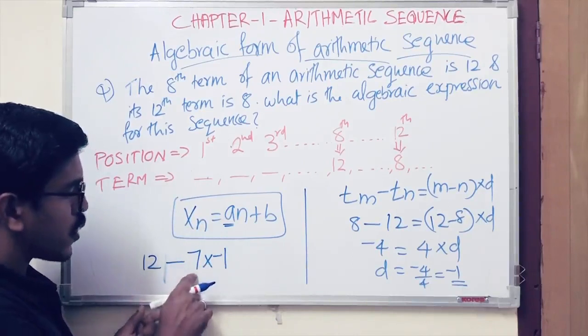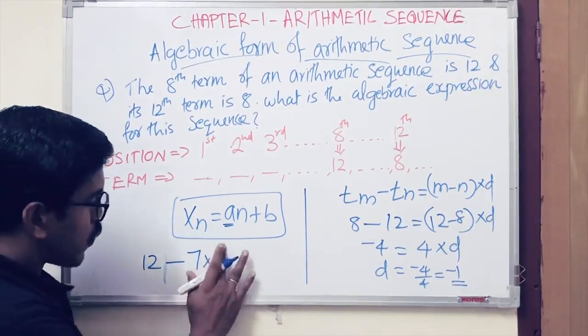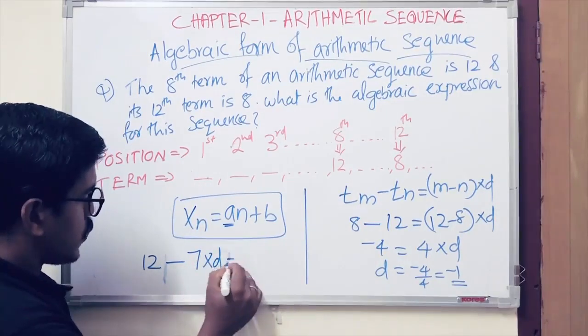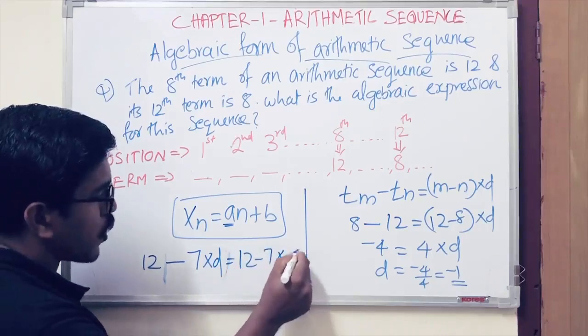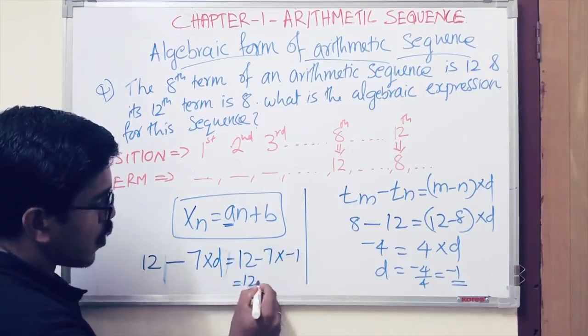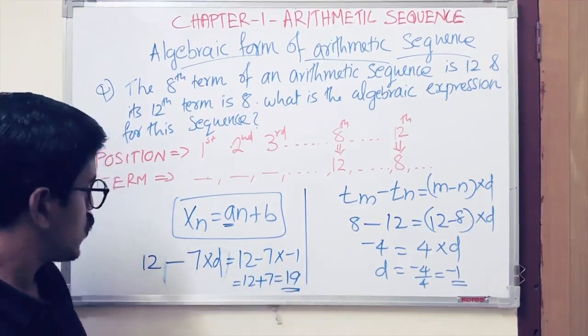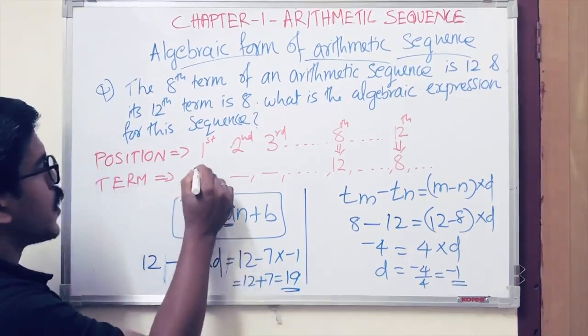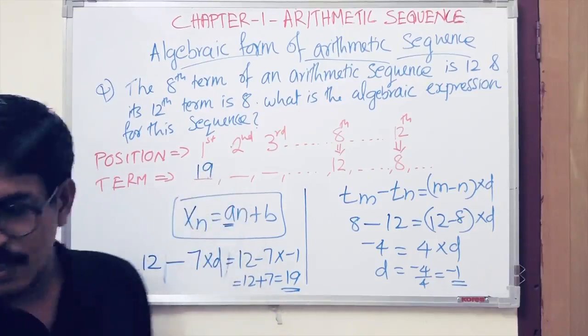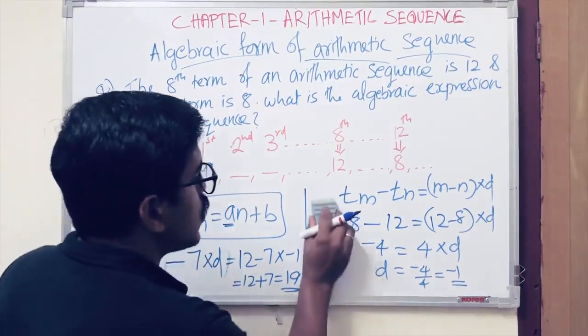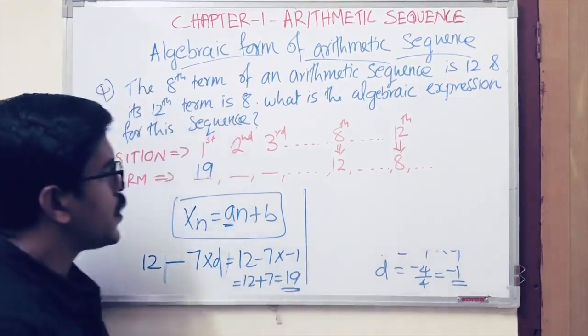We can write this as 7 into d, that is 12 minus 7 into minus 1. We got 12 plus 7, 19 will come. So this is our first term. 19 is our first term.